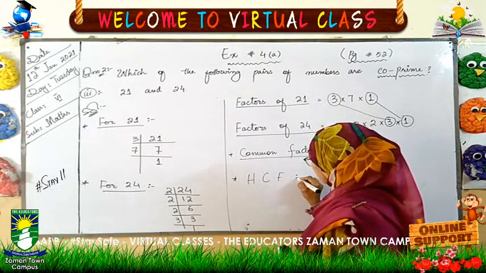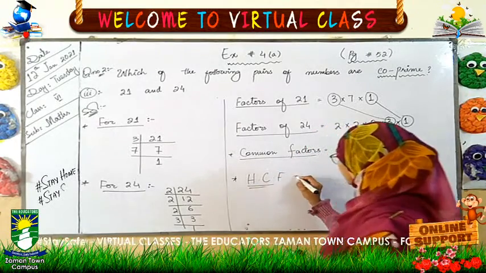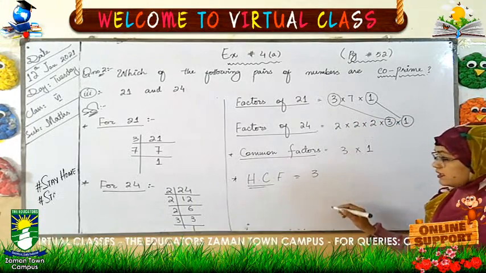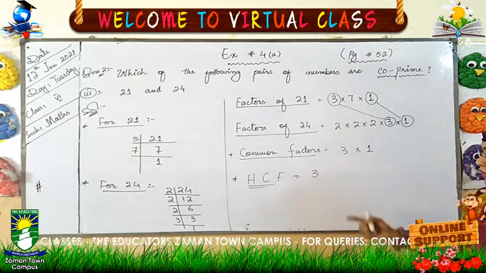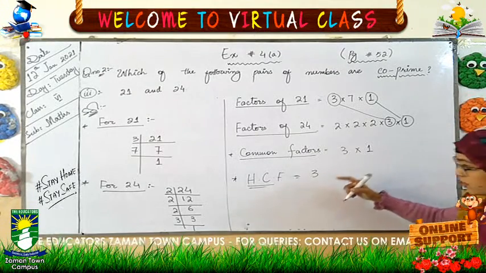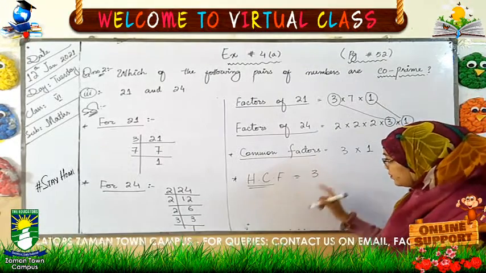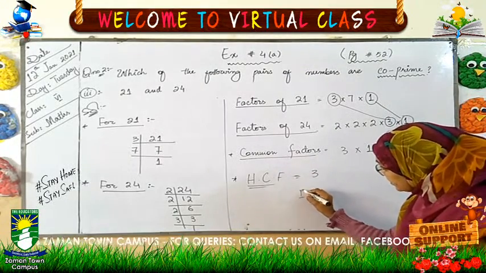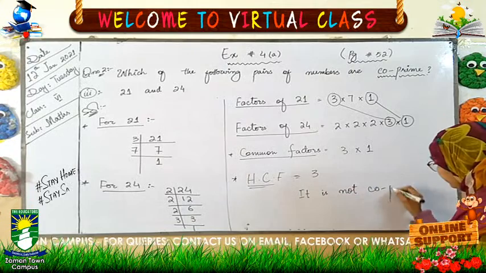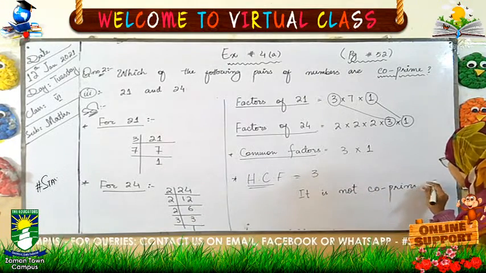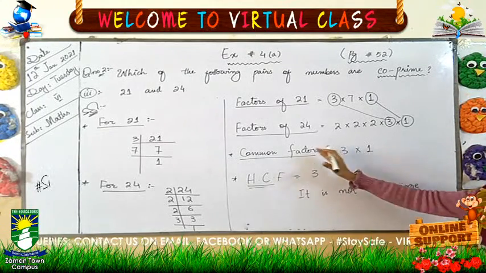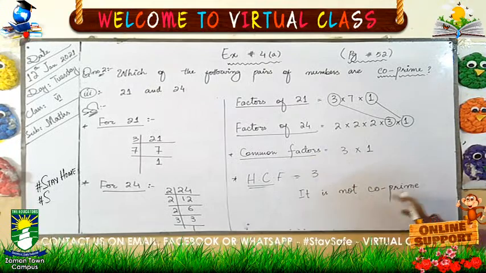HCF, that is highest common factor. HCF is equal to the product of common factors. 3 ones are 3. According to the definition, if the HCF is 1, then it is co-prime. If the HCF is not 1, then it is not co-prime. So here we will write that it is not co-prime. If we get the answer as 1, then we will write that it is co-prime.